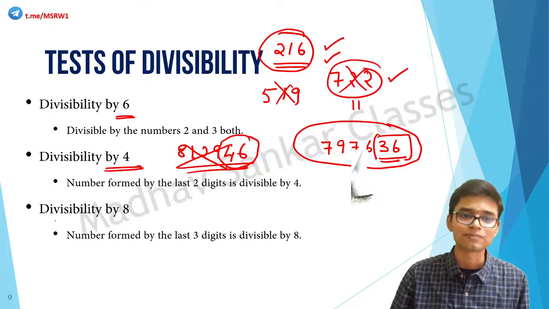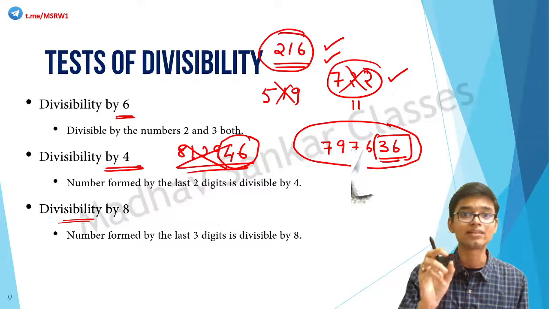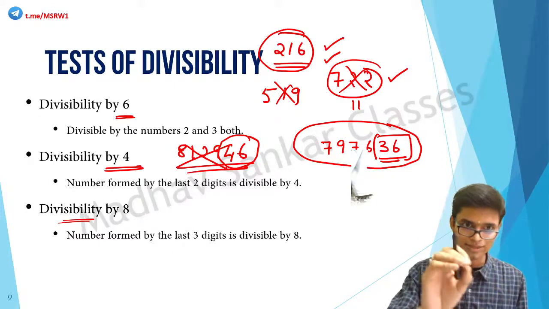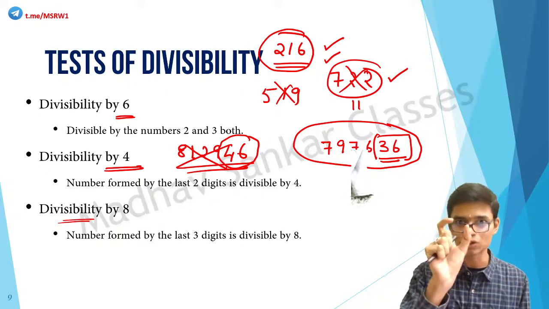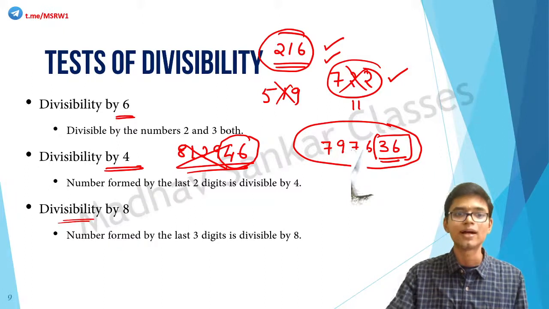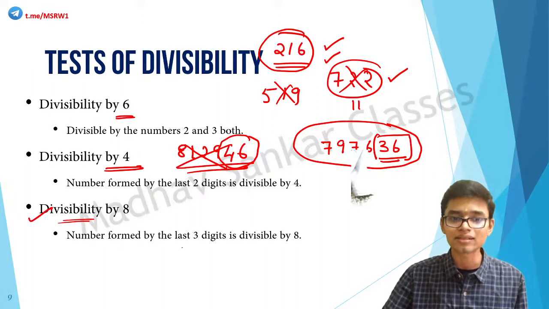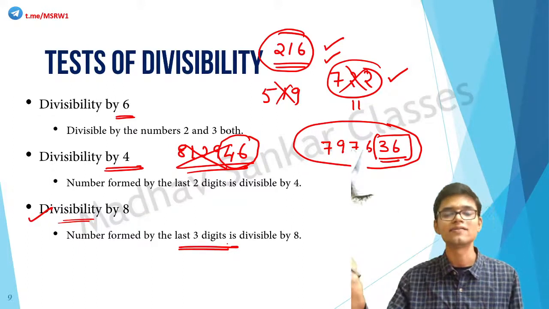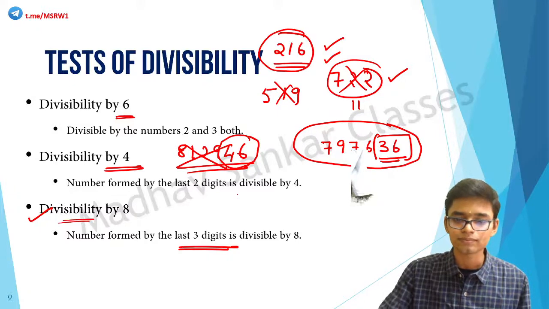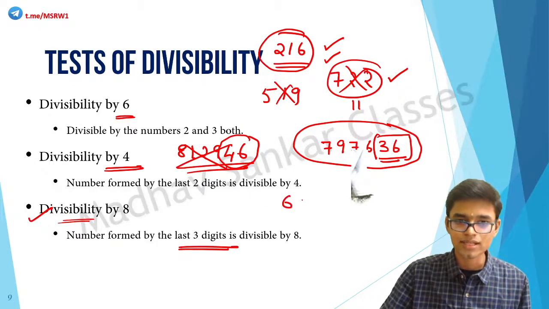Divisibility by 8. Same process, except we have to take the last 3 digits. That's it. Okay, while analyzing the divisibility of 4, we took the last 2 digits and checked whether that number is divisible by 4. But in this one, to check the divisibility of 8, we take the last 3 digits and see if that is divisible by 8. Let's take an example.